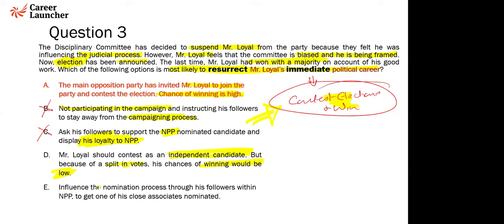Choice E, influence the nomination process through his followers within NPP to get one of his close associates nominated. If one of his associates is nominated but not him, then who becomes powerful? The associate becomes powerful, not Mr. Loyal. So choice E is not going to restrict his career, neither was D. The correct answer is choice A.